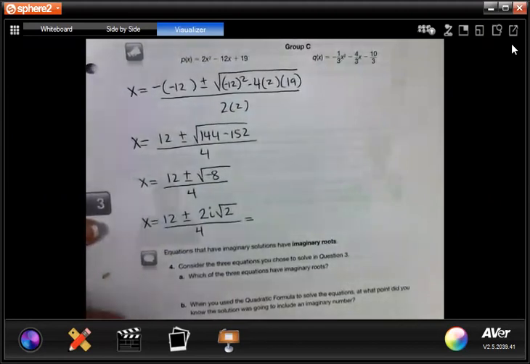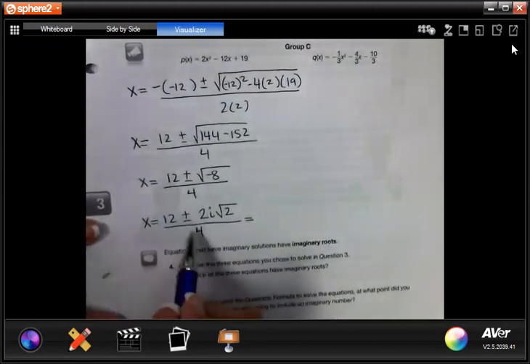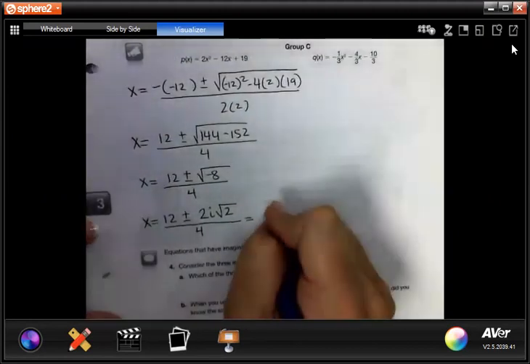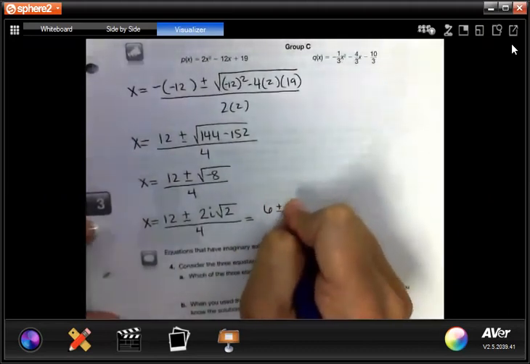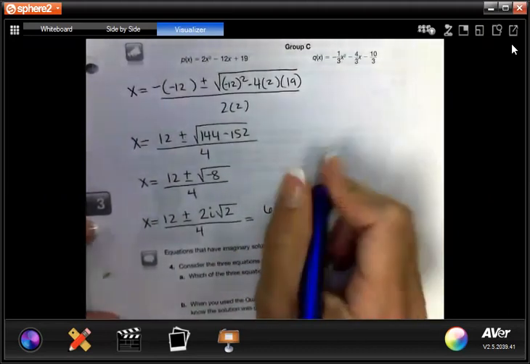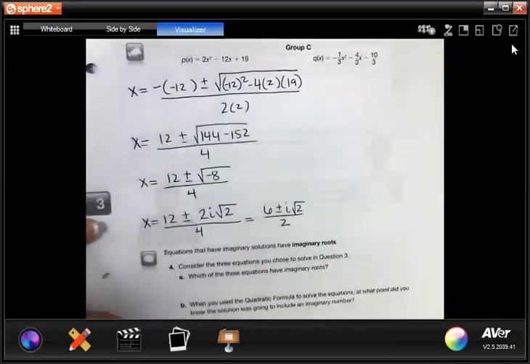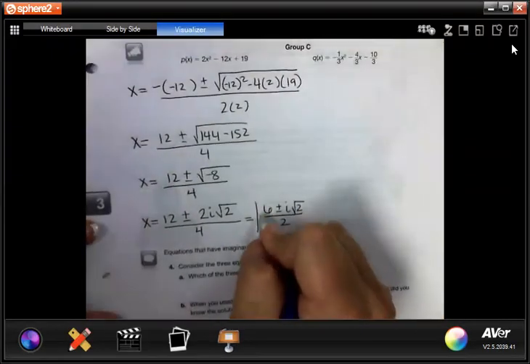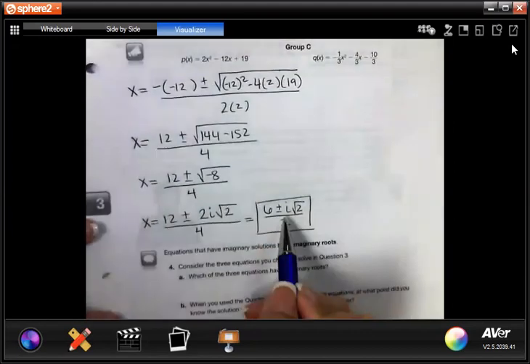Now we can simplify this further. These can be reduced by 2, all of them, so I reduce it by 2, so that's 6 plus or minus i root 2 over 2. That is a perfectly good answer right there, so that would be my root. It is an imaginary root since there's that i.